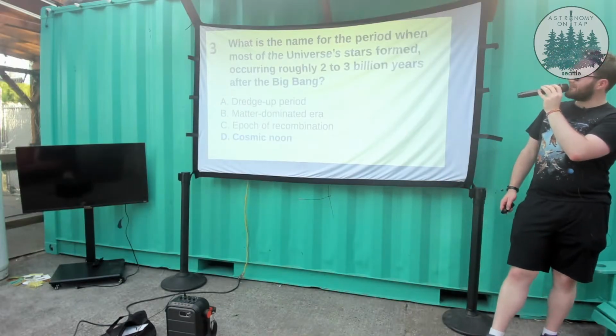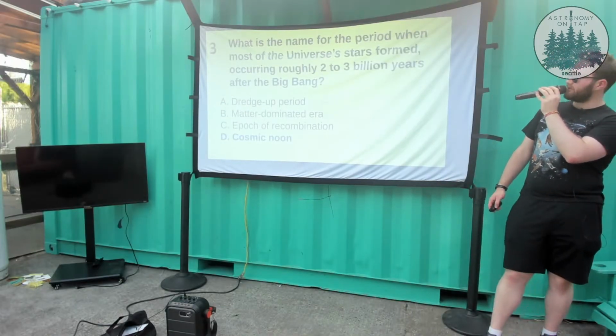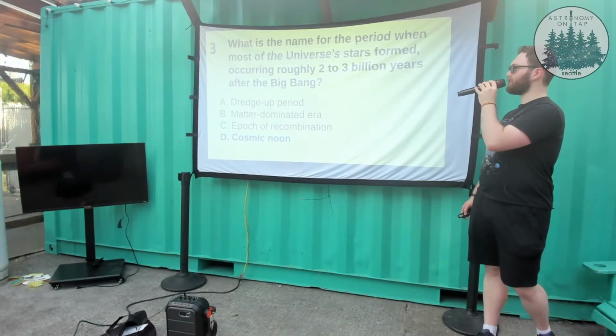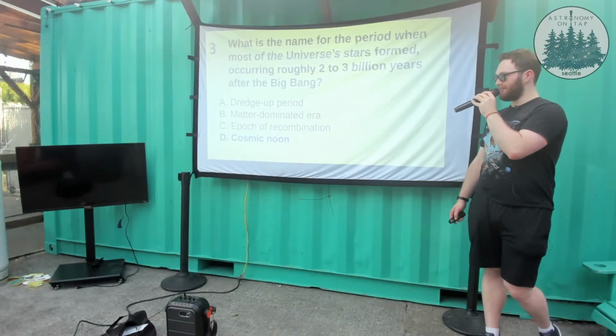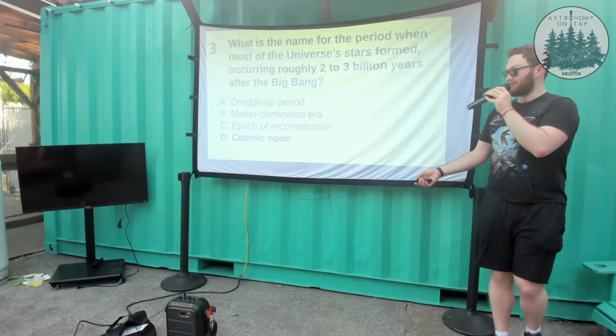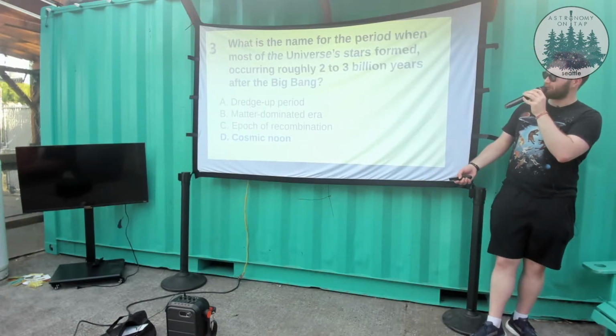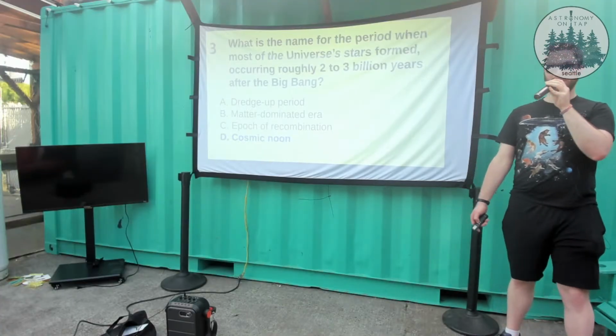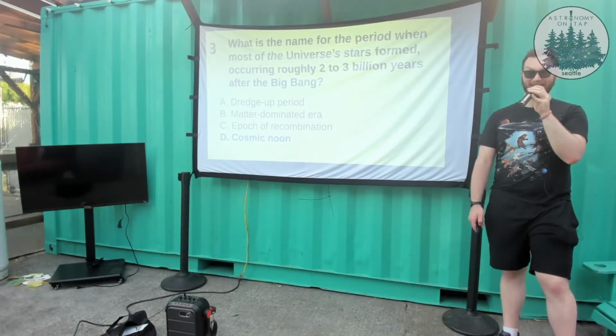Question 3. What is the name for the period when most of the universe's stars formed, occurring roughly 2 to 3 billion years after the Big Bang? This was cosmic noon. It is called that because I guess it was hot and it was a great time to form stars. It was the peak of star formation, just like how the sun is at peak in the sky during noon.